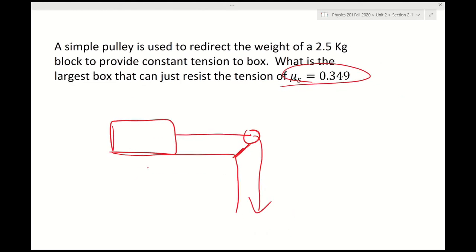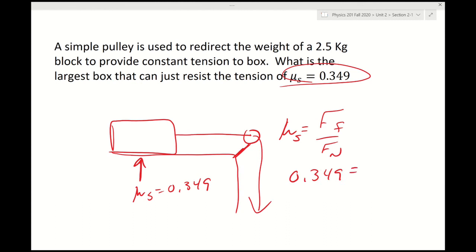Mu is 0.349. So what we know then is the maximum force of friction, because this is static friction. Mu sub s is equal to the force of friction over the normal force.